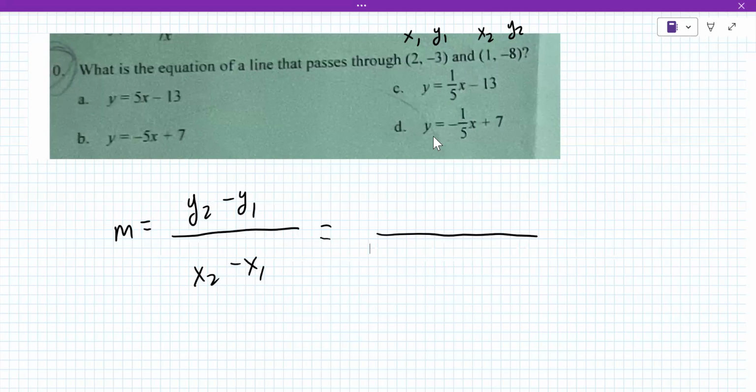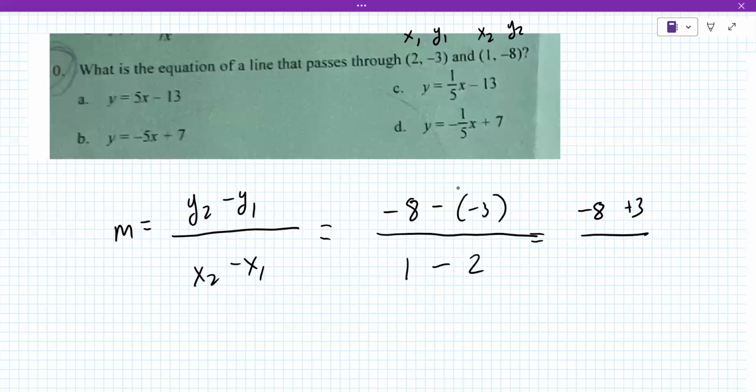Okay, so I'm pretty sure it's D. Okay, so your slope, you're saying -8 minus a -3 over 1 minus 2. Does that look at all like what you have? Yeah. So -8 minus -3 is -8 plus 3. 1 minus 2 is -1. -5 over -1 is +5.